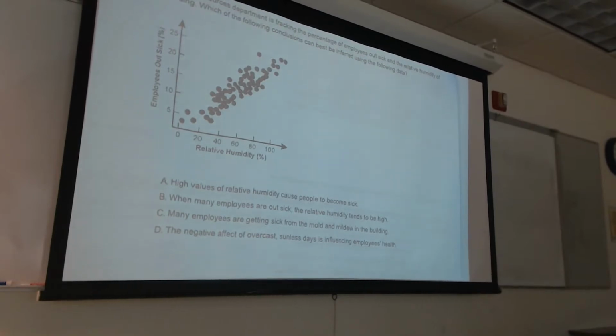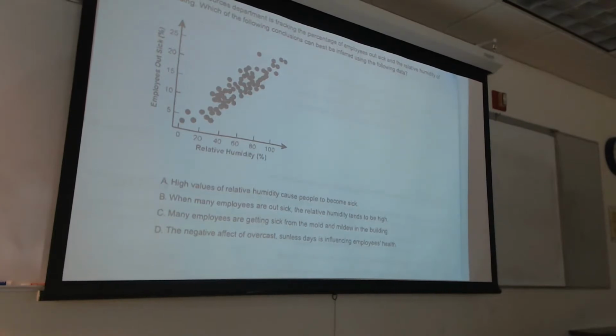So this is a scatter plot, okay? A company's human resources department is tracking the percentage of employees out sick and the relative humidity of the air in the building. We should test this in our office. Or the temperature of the office. Which of the following conclusions can best be inferred from the following data?